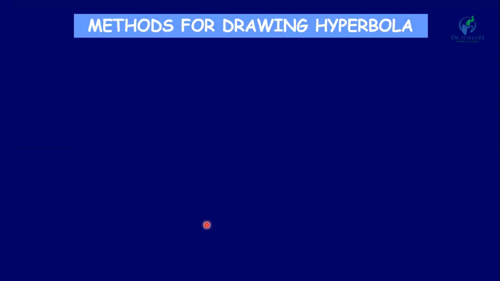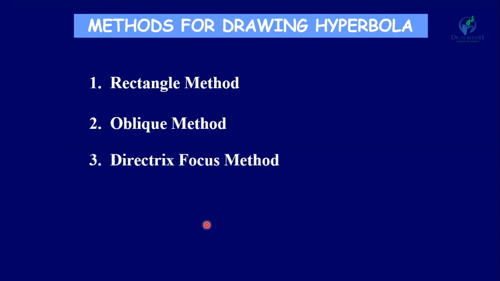Now methods for drawing a hyperbola. You know that in a hyperbola the eccentricity E is greater than 1. The different methods for the hyperbola are the rectangle method, the oblique method, and the directrix focus method. Now let us see them one by one.